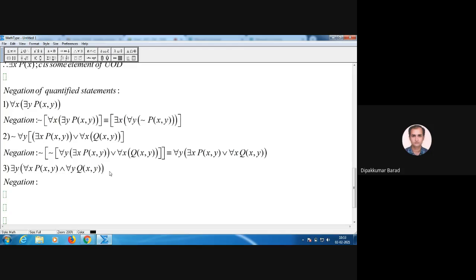See here we have been given there exists a y. In bracket, for all x p of xy and for all y q of xy. So the negation symbol, and then I take the bracket, whatever we have been given, I want to find out the negation of it. Okay, so can anyone reply what we get here? It is equivalent to what?